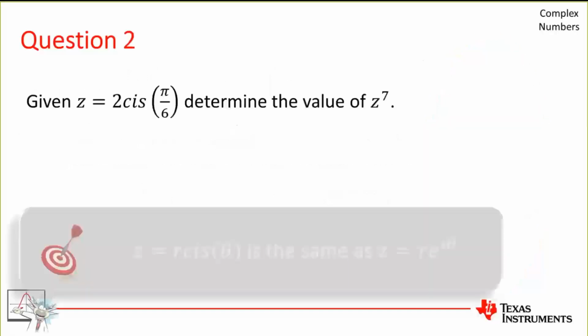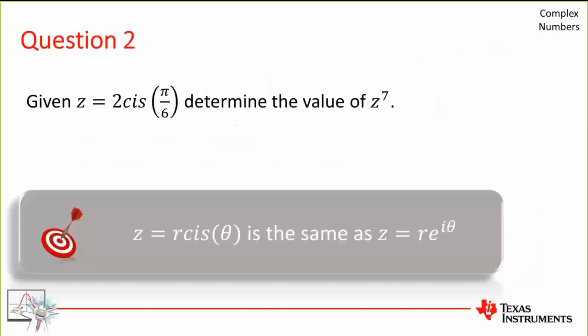All right, next question. It's time to do some complex numbers. Given that z equals 2 cis pi on 6, determine the value of z to the 7. Now you'll notice that there's no cis command on the calculator, but there's a tip here. That is, r cis theta is exactly the same as r e to the i theta.